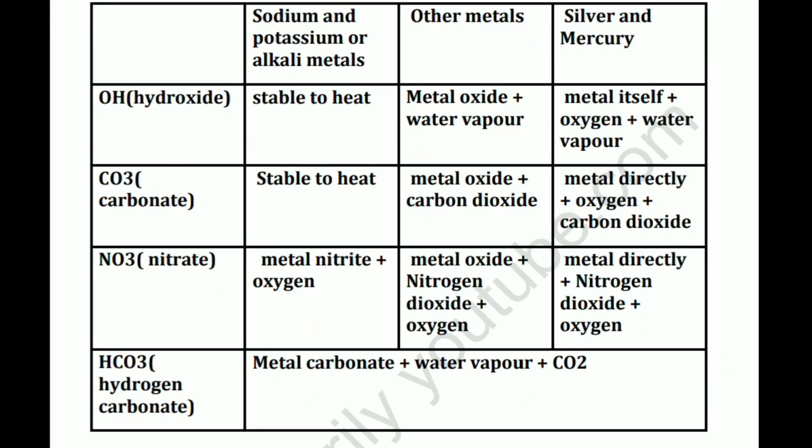Like, what happens when you heat the hydroxide of alkali metals like sodium or potassium? Alkali metals are the group 1 elements of the periodic table. We'll study in our further chapters, but just for now you need to understand that what happens when hydroxides of sodium and potassium metals are heated. So they are stable to heat, means no change will be seen. Then other metals, means in the middle order, then they will form metal oxide and water vapor. And then if you're heating silver and mercury, then they'll give metal itself plus oxygen plus water vapor. So similarly, there are different results which you will get. So you can go through this table, and it will help you in understanding the various thermal decomposition reactions, and it will also help you in your examinations.